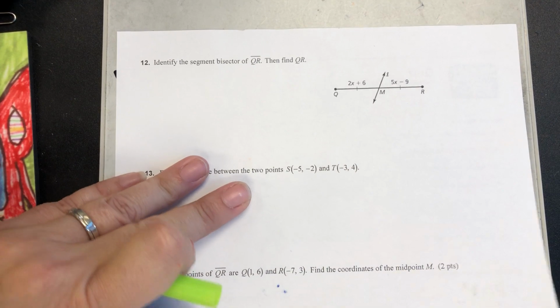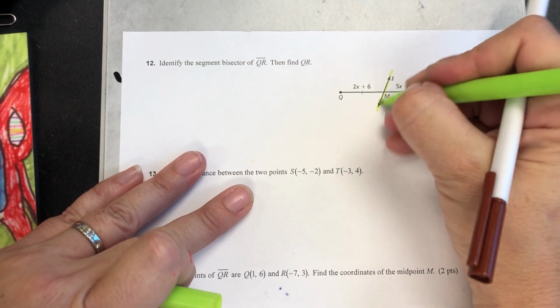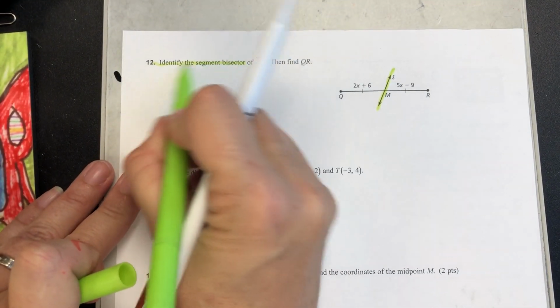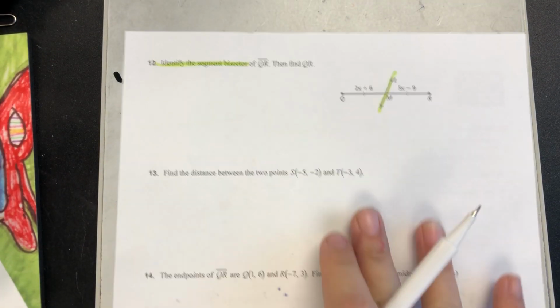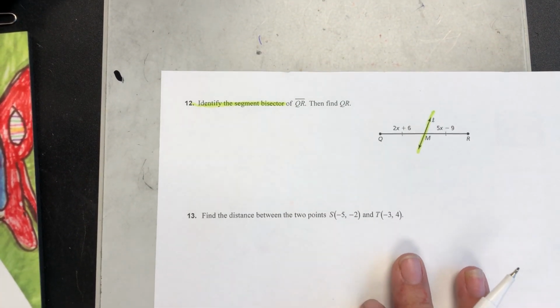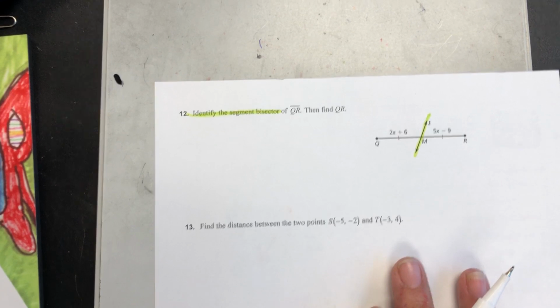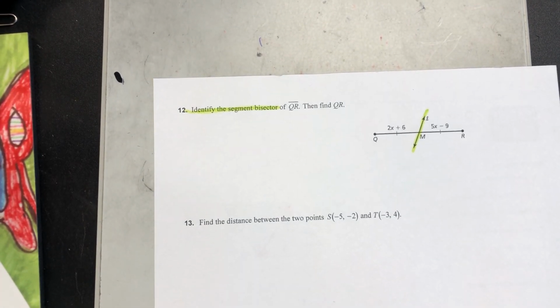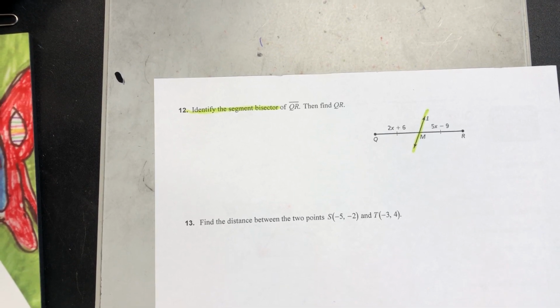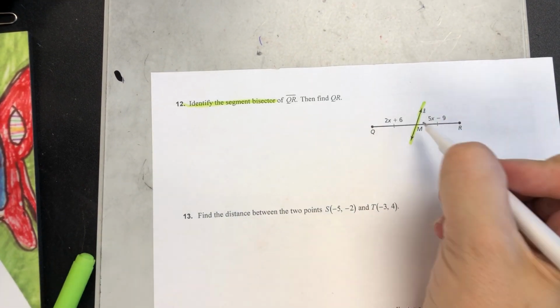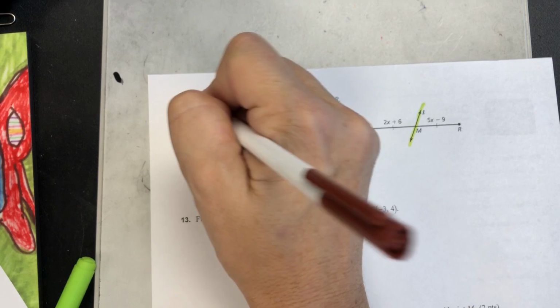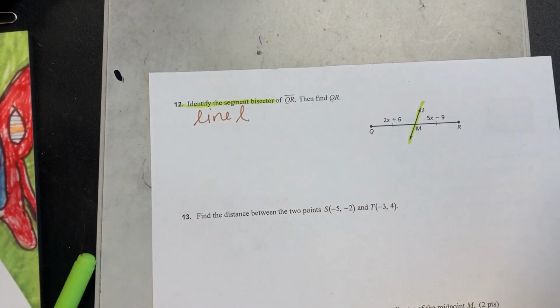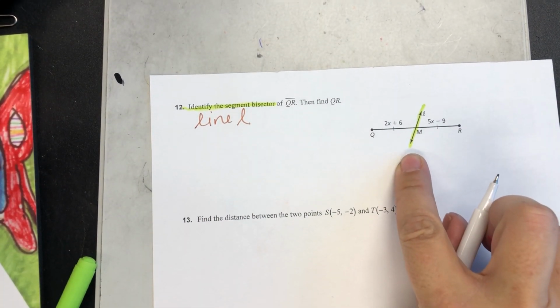Going on to the back side of this, one of the biggest problems was 12, this whole idea of naming a segment bisector. A lot of you guys had that highlighted. A segment bisector is defined as the point, line, plane, ray, or segment that hits a segment at its midpoint. So what is the segment bisector? Line lowercase l. I had to just name it.